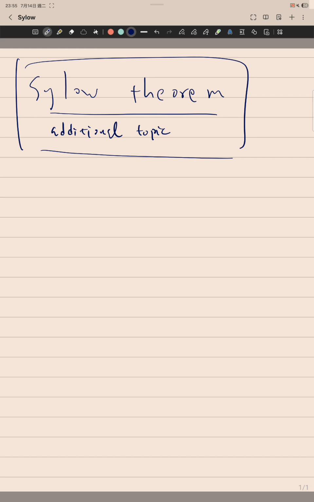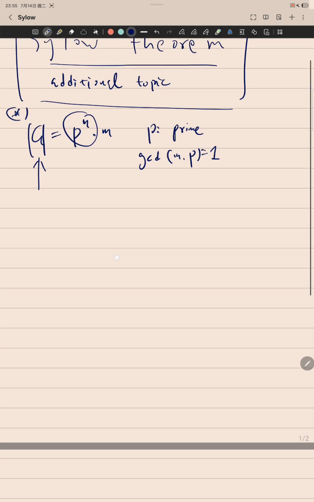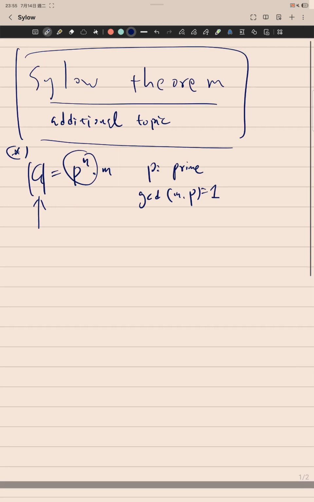Okay, so let me just state the results. Sylow has 3 theorems, and the first theorem. Basically, say the group G has order p^n times m, where p is prime, and m is coprime to p. So basically, p^n is the largest p-power factor that you can factor out from the order of G. The Sylow theorem is basically a sort of inverse theorem to Lagrange.